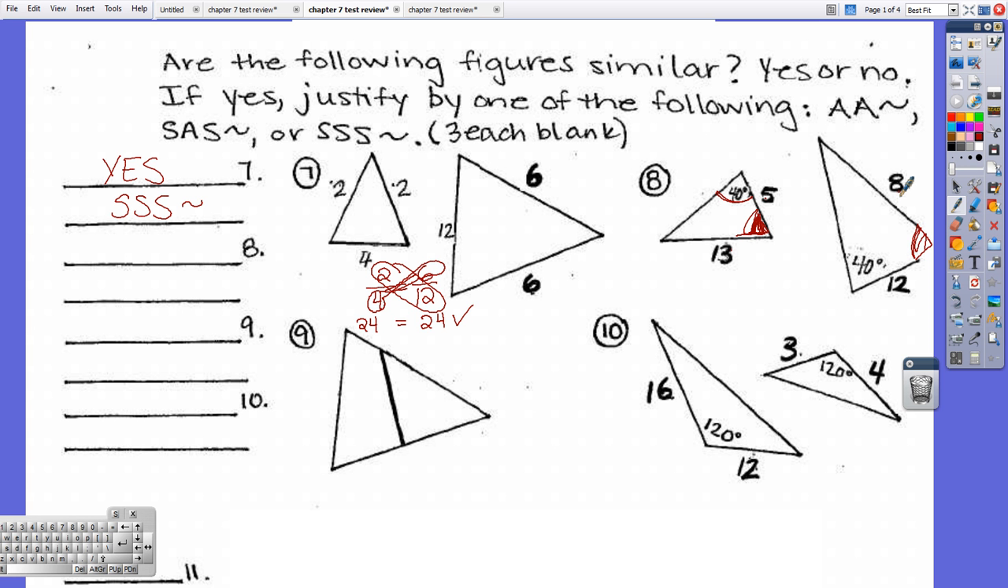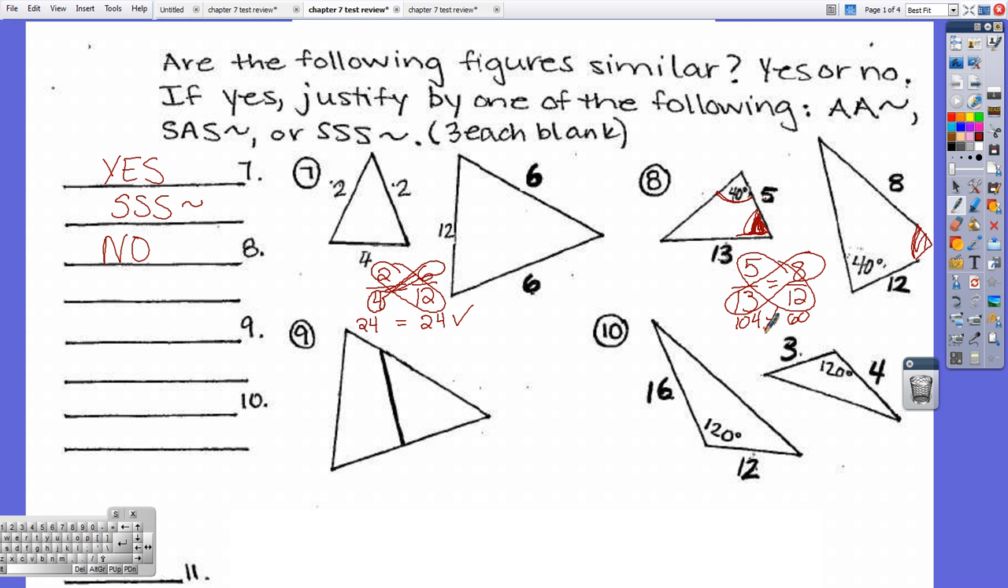But just to prove it to you, I'm going to go ahead and write no, and I'm going to go ahead and put 5 over 13 equals 8 over 12, and we're going to solve this proportion. 8 times 13 is 104. 5 times 12 is 60. They are not equal. So even if we had the sides, the proportions are not equal.